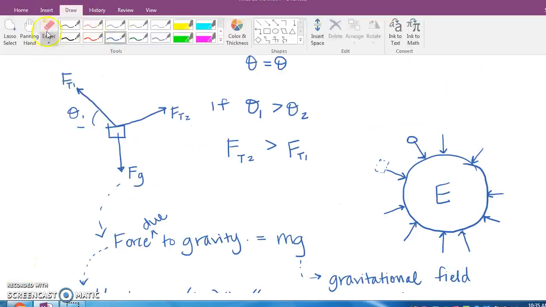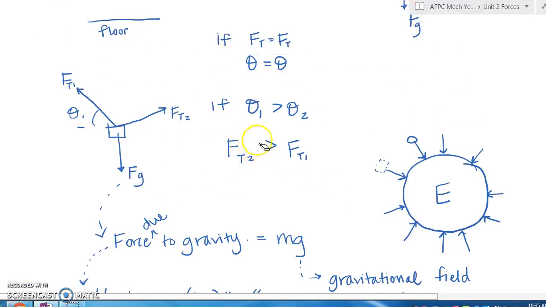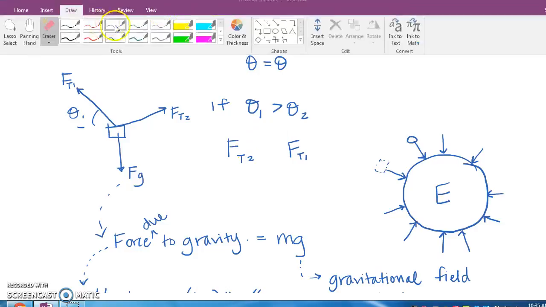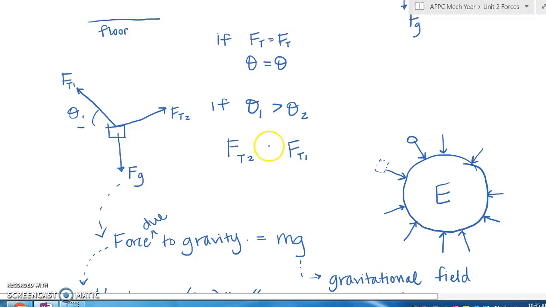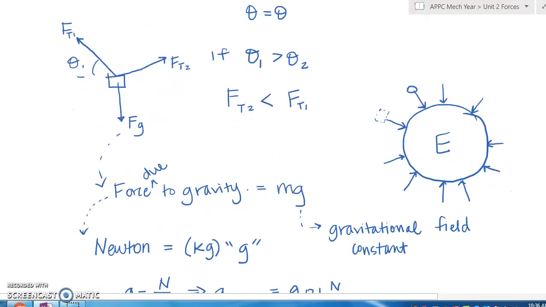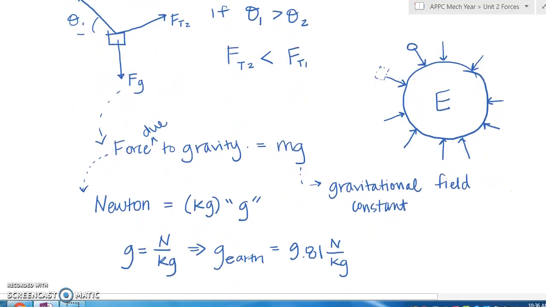Yeah, so let's go back up here and look at this one. The force tension 1 is more vertical. Therefore, it should be greater. You're exactly right. It's holding more of the weight. So, this seems like some sort of claim that the force tension 1 is greater than force tension 2.